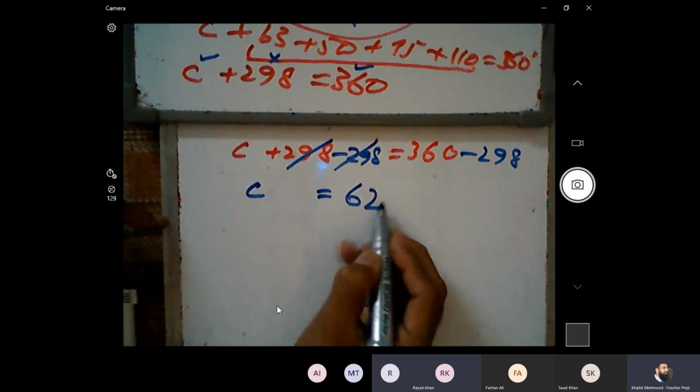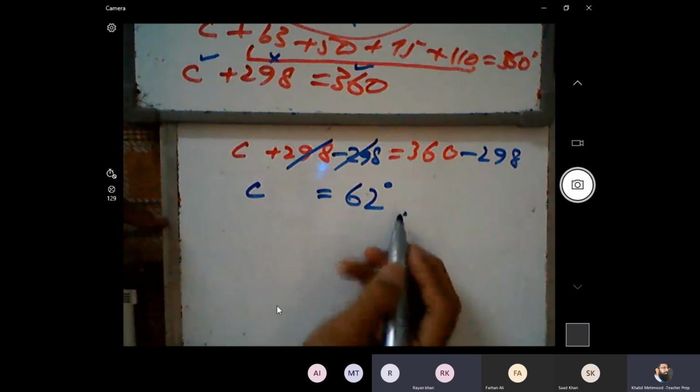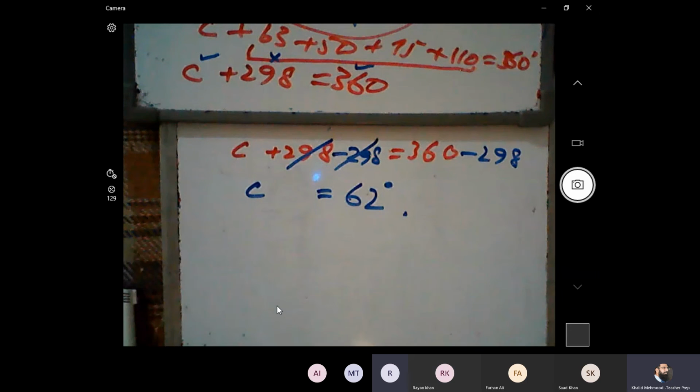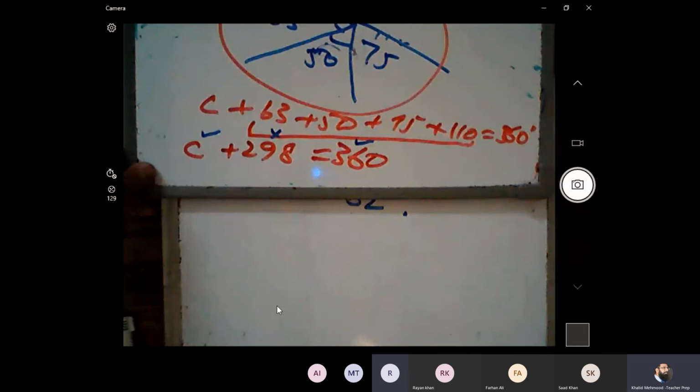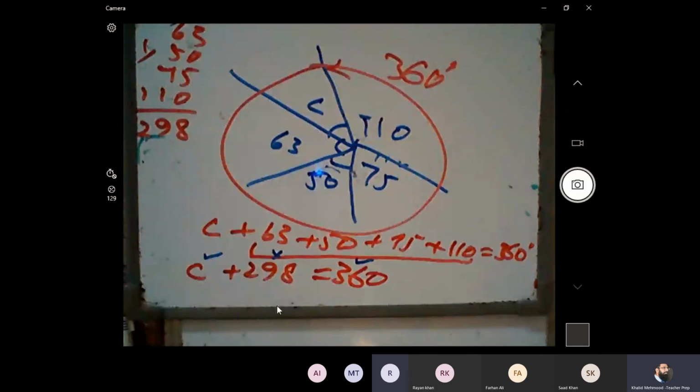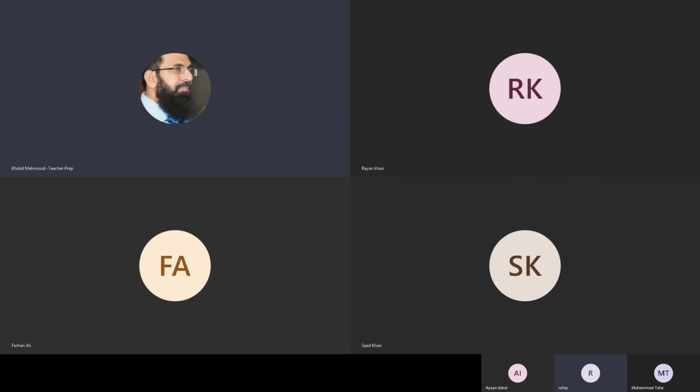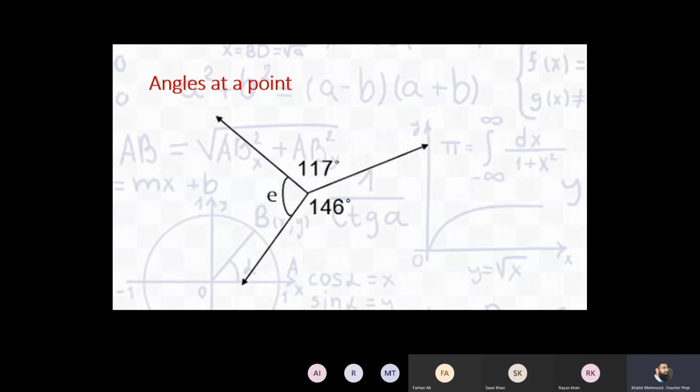So this is the kind of problem you could solve. Hopefully you understand this one. Now come to the next one. The next problem is again the same type of problem, and in this problem we'll be doing the same way.